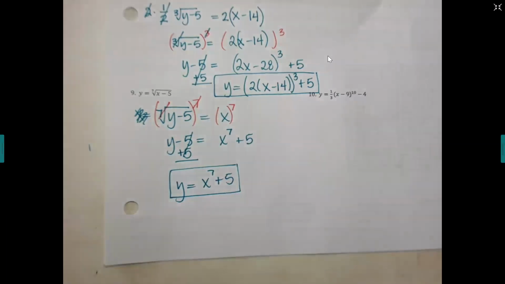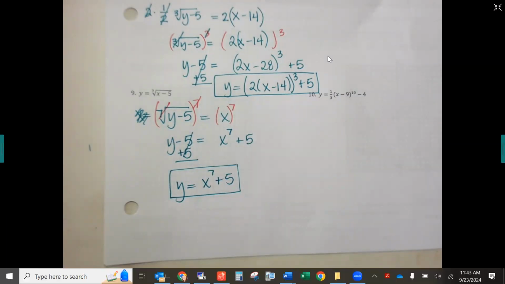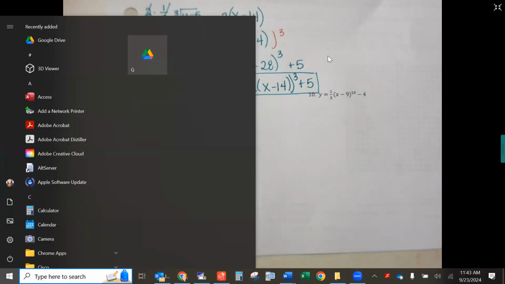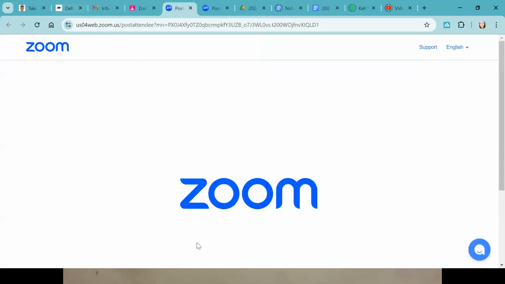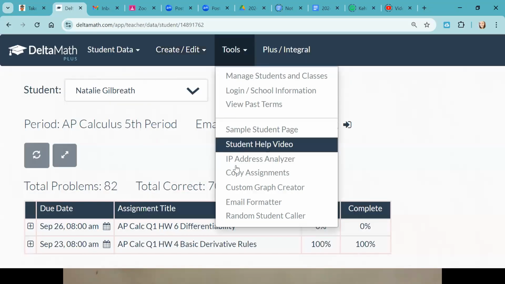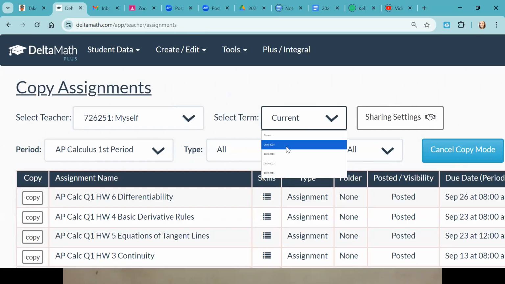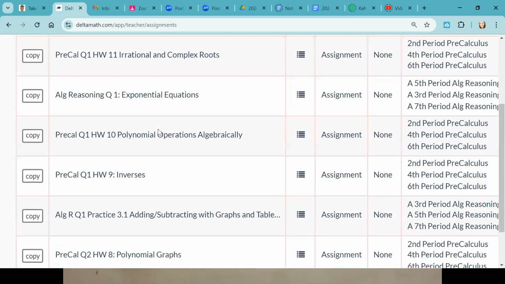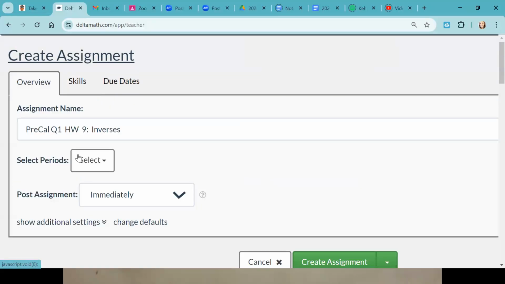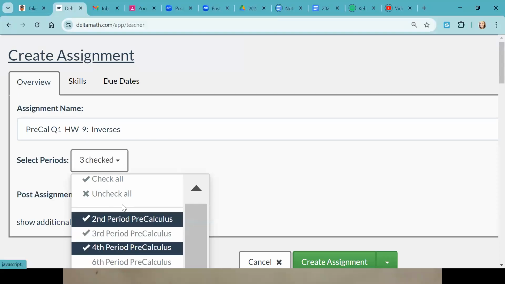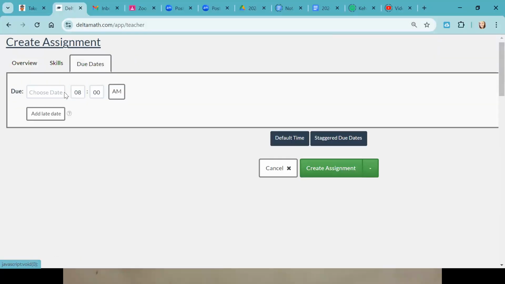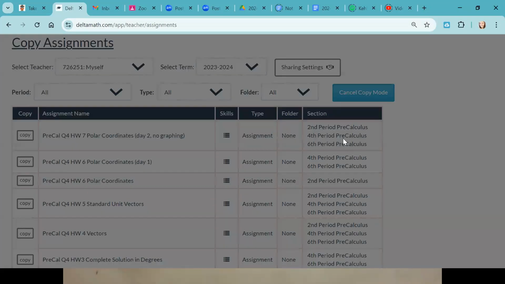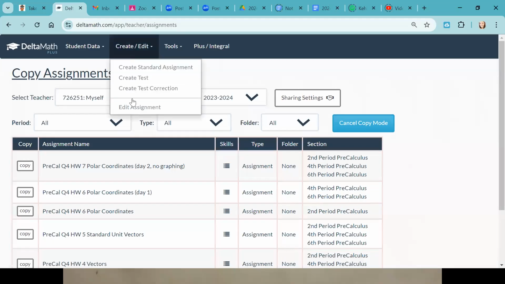Go ahead and pull out your Chromebooks, please. Okay, you should be able to see your homework now.